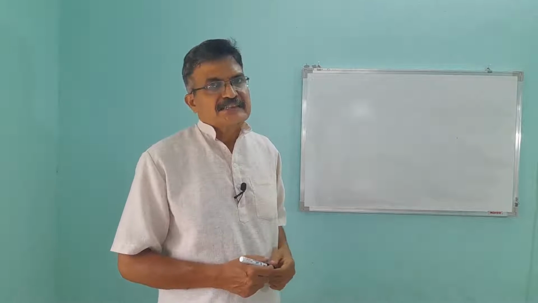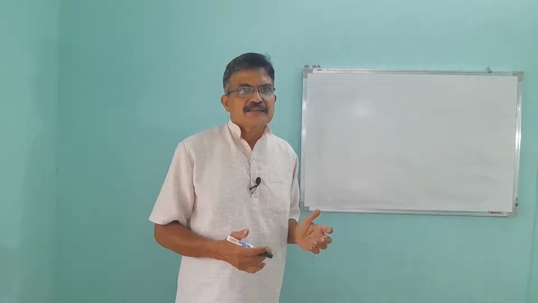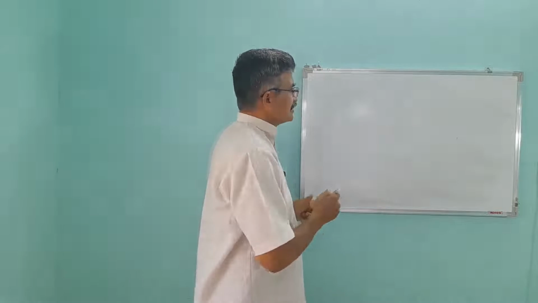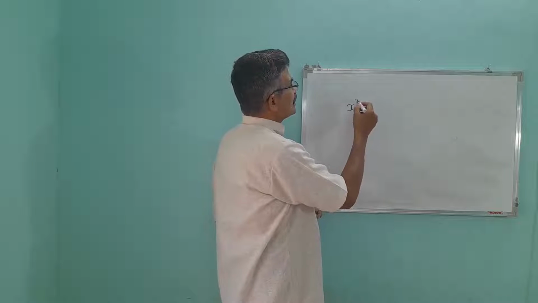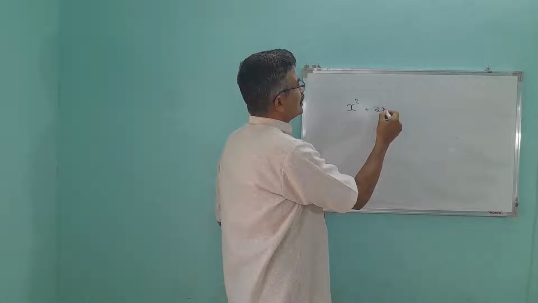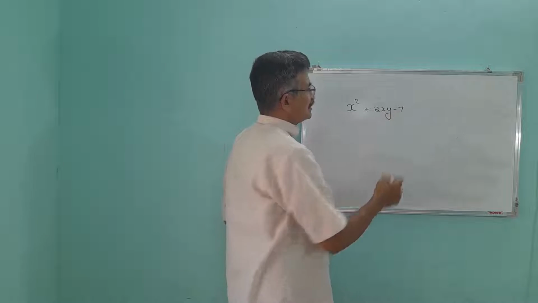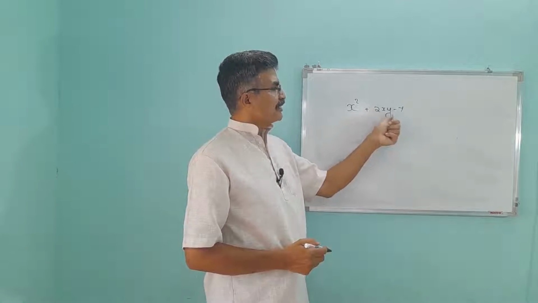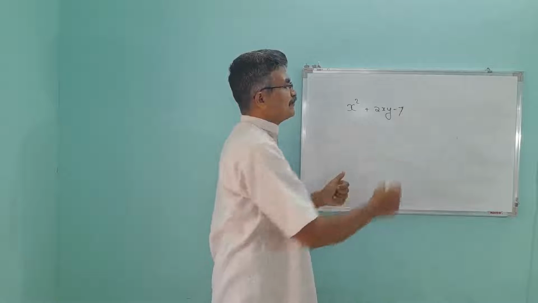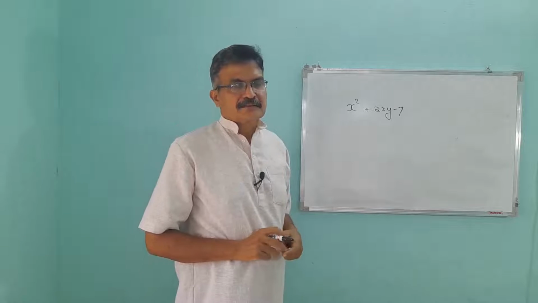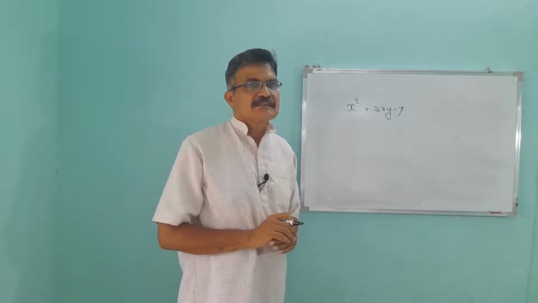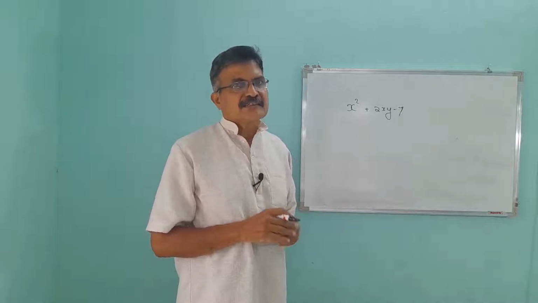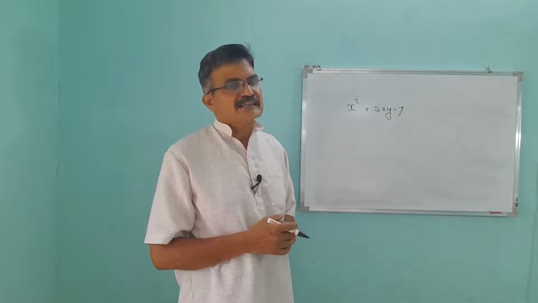In the first part we have studied the terms in an algebraic expression. What is a term? Consider the algebraic expression x square plus 2xy minus 7. This is an algebraic expression. What are the terms? x square, 2xy, minus 7. Not y, minus 7. I have already told you that terms are single expressions and an expression is terms linked together by arithmetic operators.